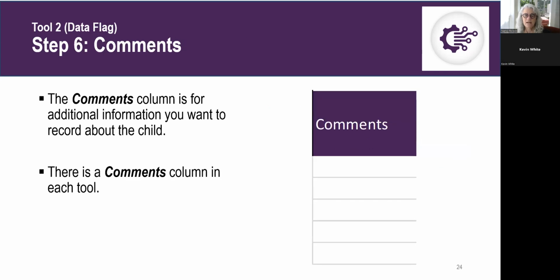The title of this slide is Step 6, Comments. The comments column is for additional information you want to record about the child. This comment section is available in each tool. On the right-hand side of this slide, there's an image of the comments column from the tracking spreadsheet. This concludes Tool 2, Data Flag. Next.